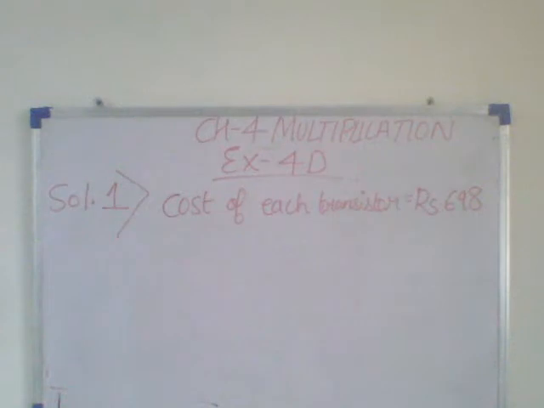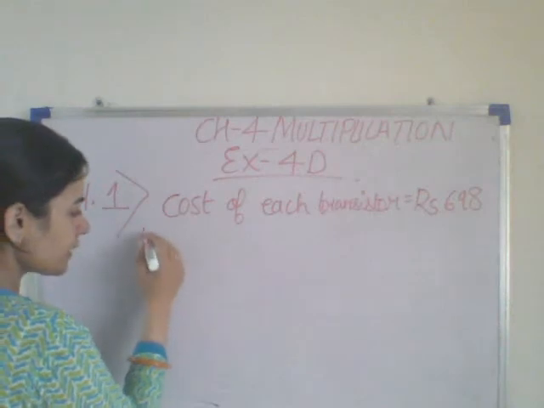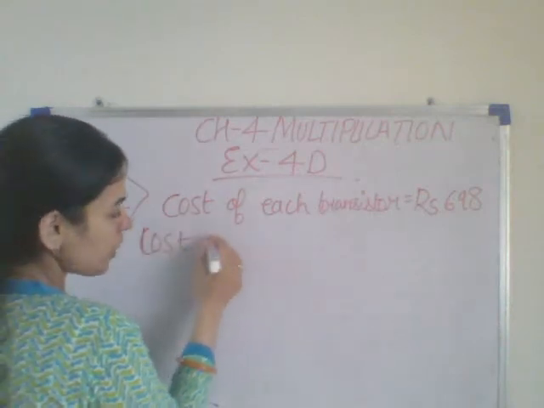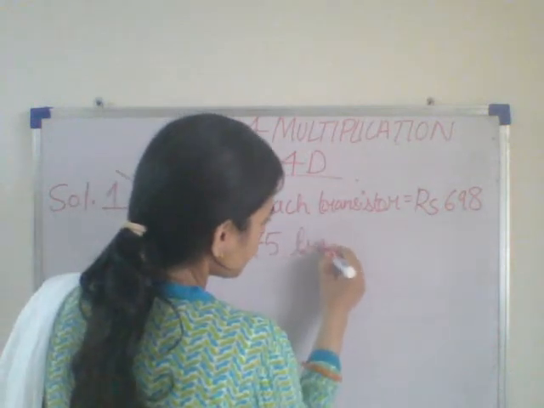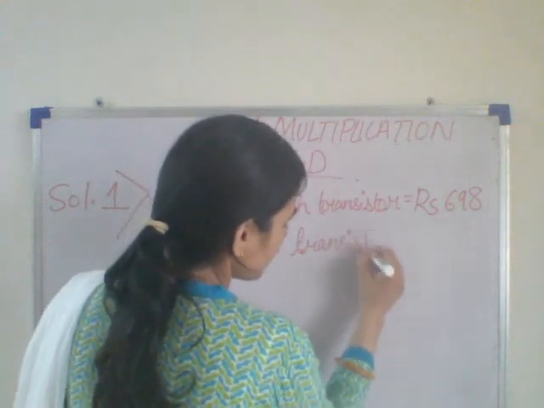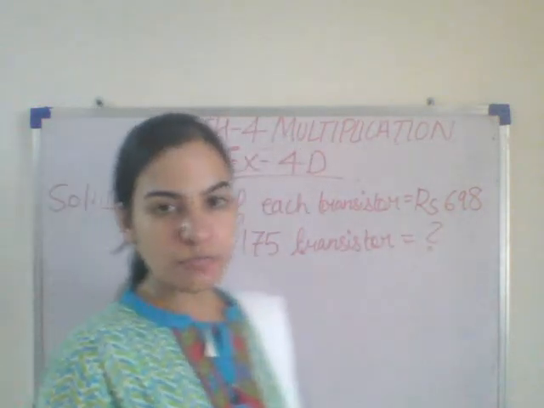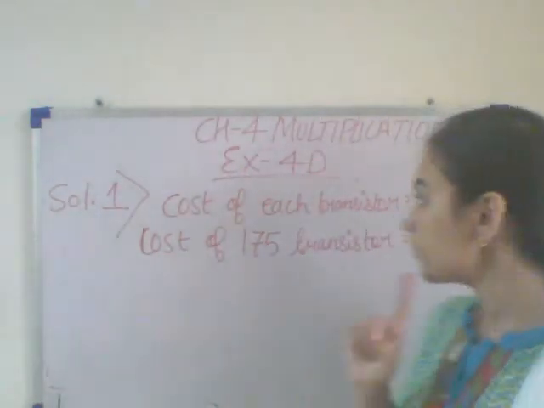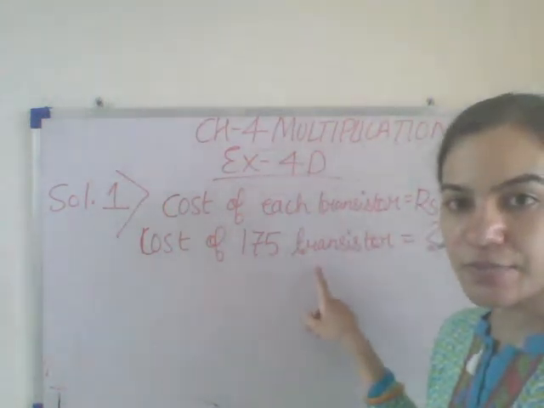And what else is given in the question? You have to find the cost of 175 transistors. What you have to find? You have to find the cost of 175 transistors. This you have to find out. Cost of one transistor is given. One transistor cost is 698. You have to find the cost of 175 transistors.